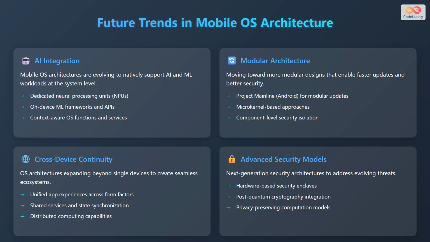This includes Project Mainline for modular updates, microkernel-based approaches, and component-level security isolation. Mobile operating systems are expanding beyond single devices to create seamless ecosystems through cross-device continuity. This includes unified application experiences across form factors, shared services and state synchronization, and distributed computing capabilities. Mobile operating systems are also incorporating next-generation security architectures to address evolving threats such as hardware-based security enclaves, post-quantum cryptography integration, and privacy-preserving computation models.